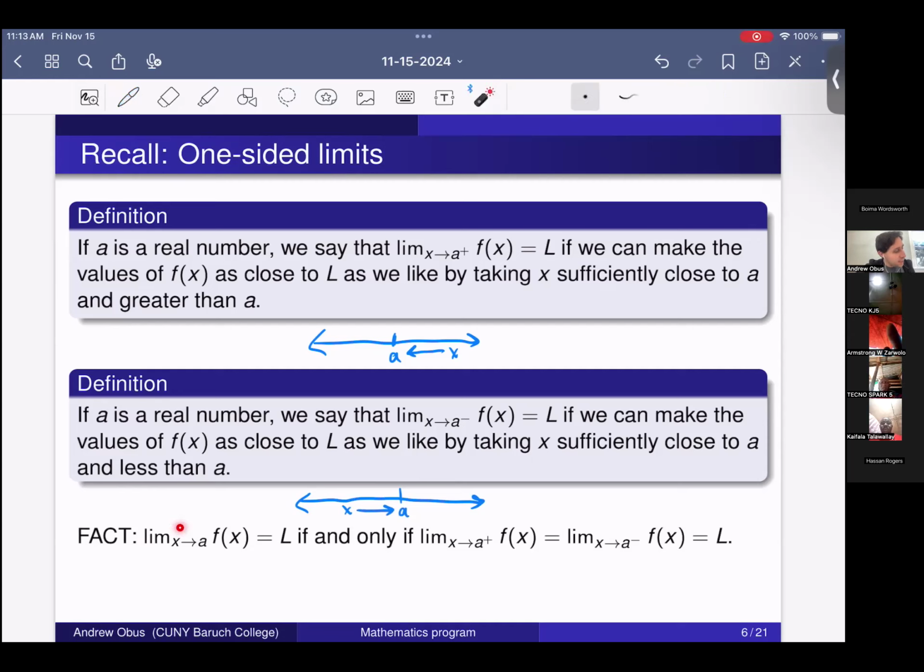And then we have this fact that just the plain limit as x approaches a of f of x is equal to L if and only if both of the one-sided limits are L. So coming from the left is going to give you L, and coming from the right is going to give you L. Okay, so that's what we talked about last time in terms of one-sided limits, and we'll see in the homework some questions involving one-sided limits here. Okay. So that was the main topic from last time.